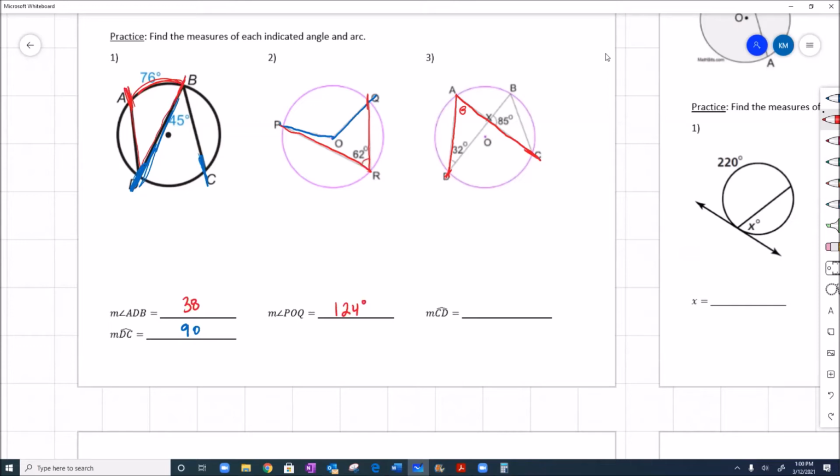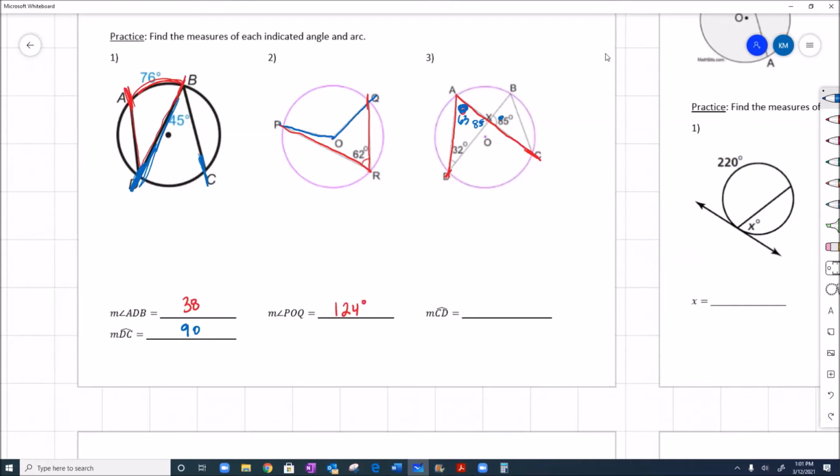Well, information that I have is that BXC is 85 degrees. You should notice that these are vertical angles. So if this is 85, this must also be 85. Okay. Triangle AXD is still a triangle, so it should add up to 180 degrees. 85 plus 32 gives us 117. 180 minus 117 is 63. Okay, so we find that this angle DAX is 63 degrees.